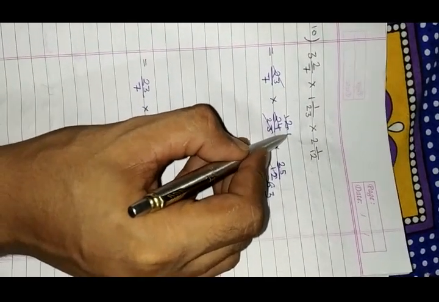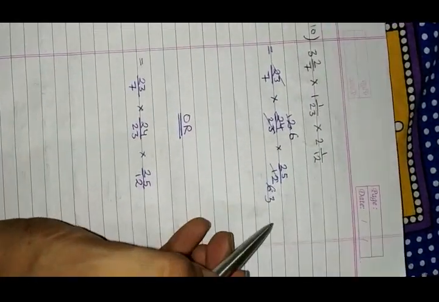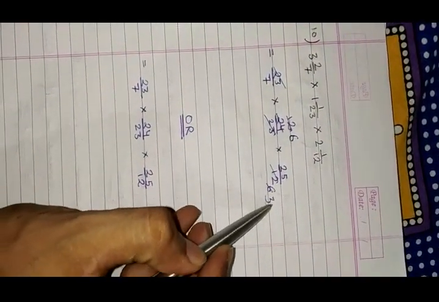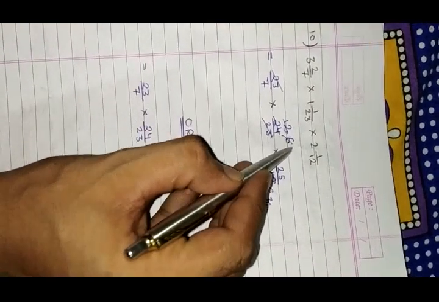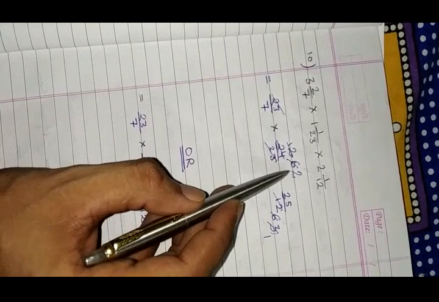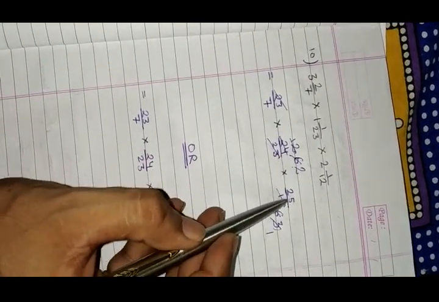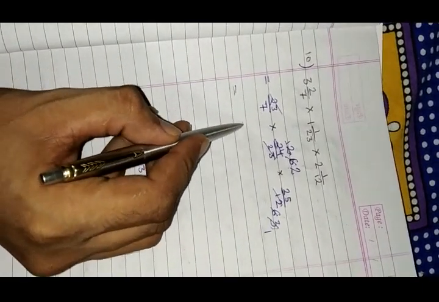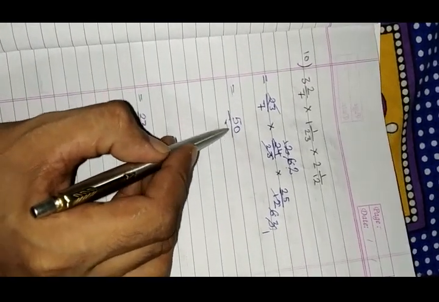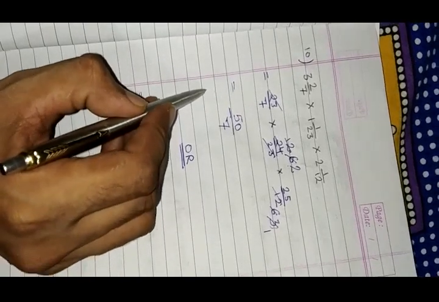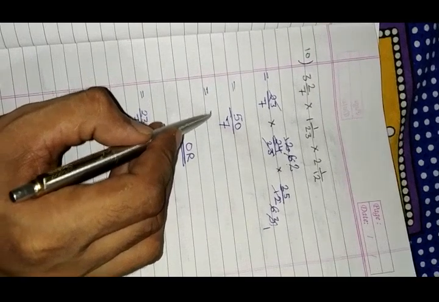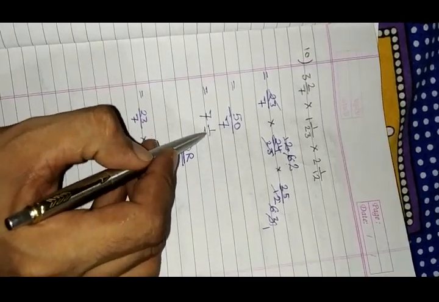2 fours are 12. Now 3 and 6 have a common factor 3. 3 ones are 3 and 3 twos are 6. Now the numerator is 2 and 25. So 25 into 2 is 50, and denominator is 7. Okay. Now convert this into a mixed fraction. 7 sevens are 49. 1 upon 7.